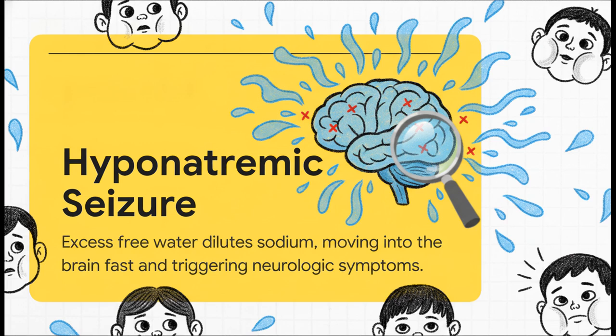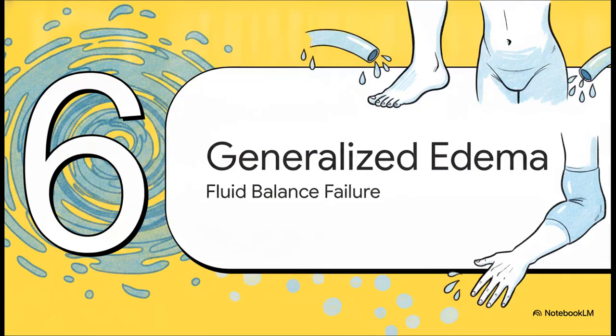When too much free water dilutes the blood sodium levels, water forcefully shifts into the tissues to find balance. But the really terrifying part is that water moves into brain tissue significantly faster than sodium can move out. This causes swelling in the brain, triggering irritability and eventually life-threatening hyponatremic seizures. A child experiencing this might outwardly appear perfectly well hydrated or even a bit puffy, all while enduring a massive neurological emergency.